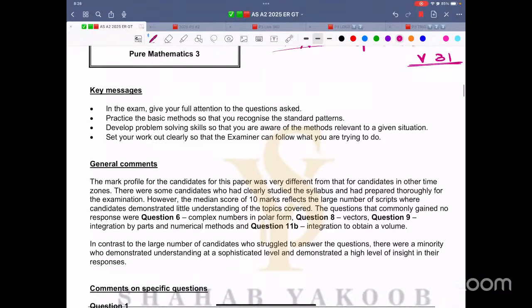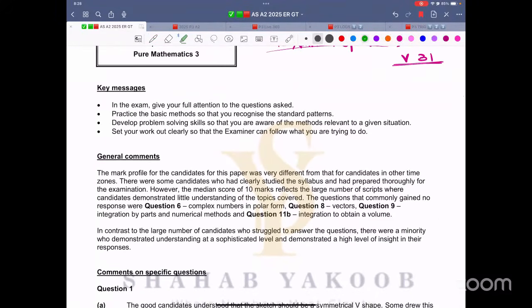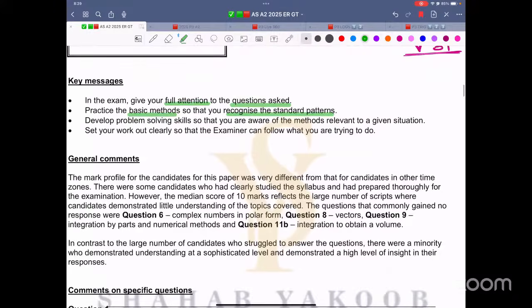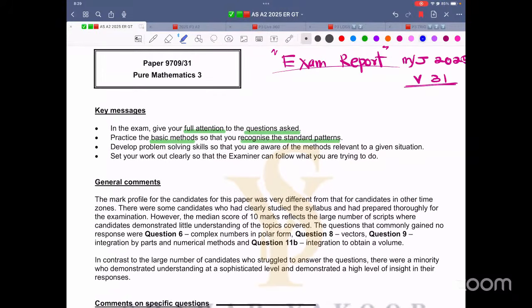Now, very few things are written over here. In the exam, give your full attention to the question asked. I think the examiner wants to sound a little bit sarcastic. Practice the basic methods so that you recognize the standard patterns. Yes. Now, someone was asking how many past papers are necessary? First of all, today is Tuesday, so we are left with Wednesday and Thursday. So around 60 hours are left.